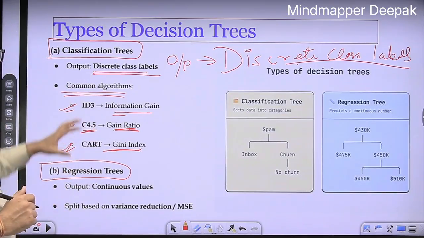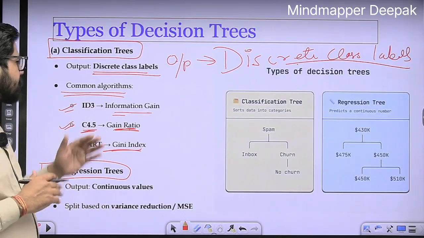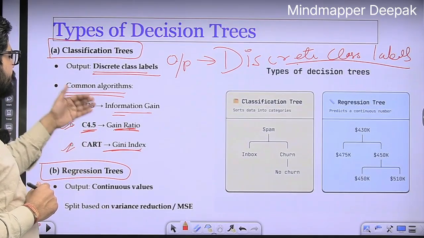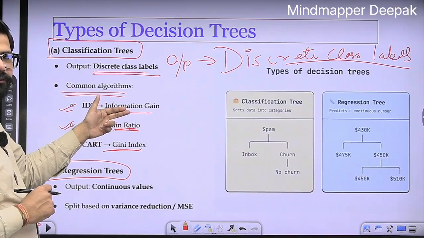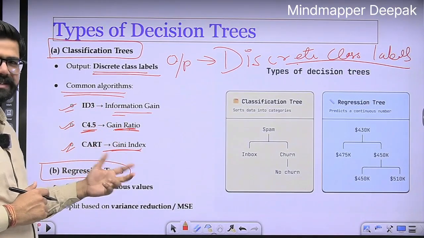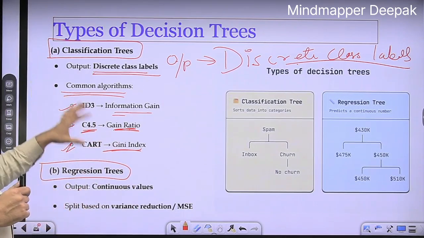Don't worry about that. So we have the common algos, but from the key point of view, you must remember that our common algos are ID3, C4.5, and CART. Information gain is important here. Gain ratio is important, gain index. What are these things? In the upcoming slides, you all can understand all these things in depth.